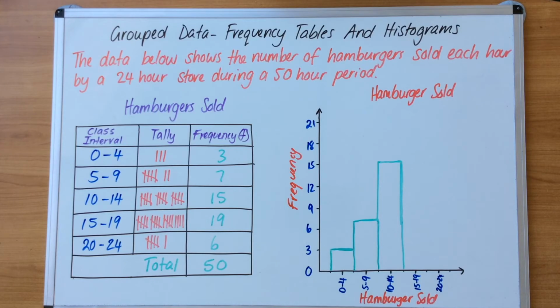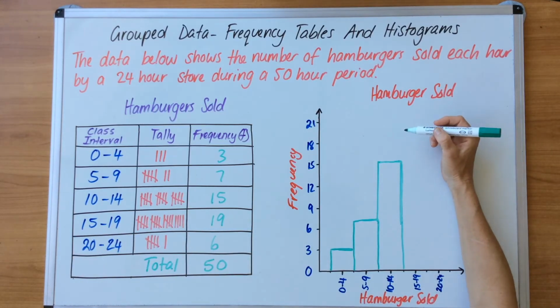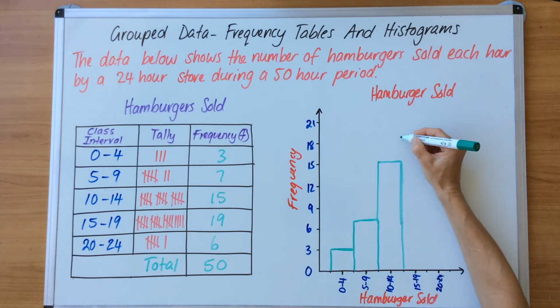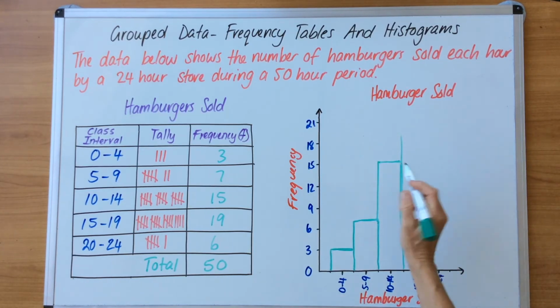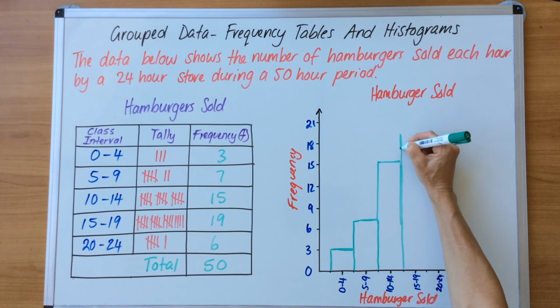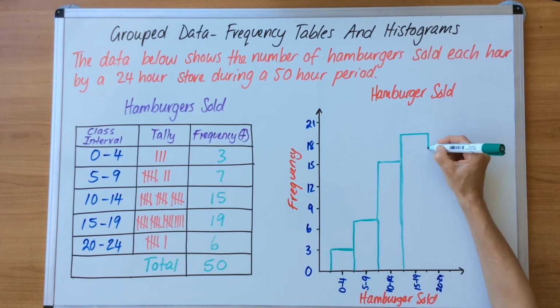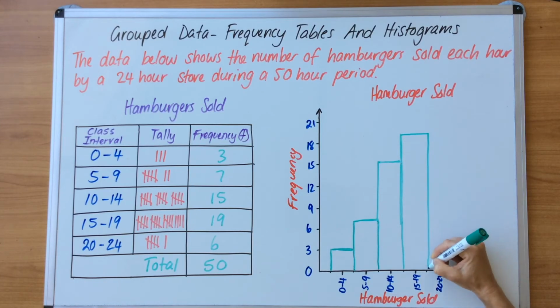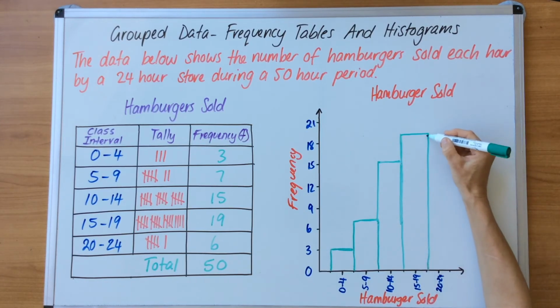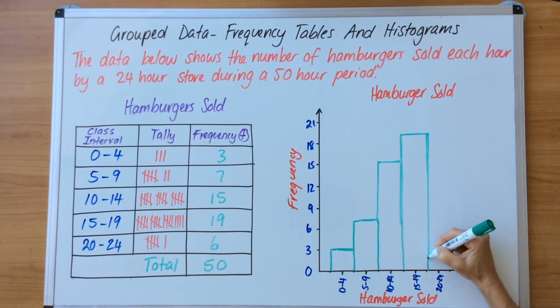Intervals of 15 to 19 was achieved 19 times, so we need to go up to 19. So 19 will just be above 18. So I think that that's not too bad. We'll go up to there. You probably can see it better than I can. And we're going to come down to that middle bit there. I'm just a bit off that, so I've gone a bit too wide in my bar, but it needs to come down to there.